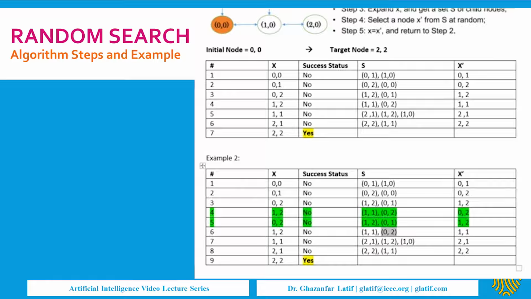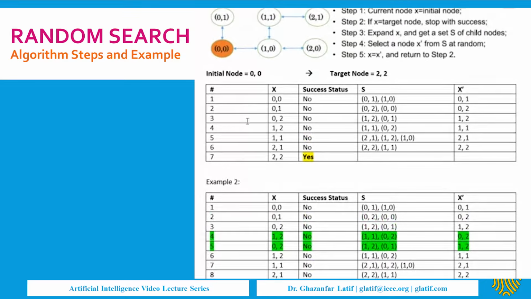Even if we do not have those nodes, we can still reach the destination. Over here we reach the destination in 7 stages. Over here we reach the destination in 9 stages. Both of them are not optimal.